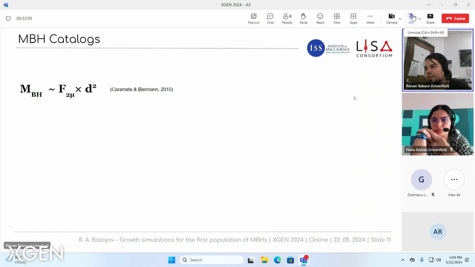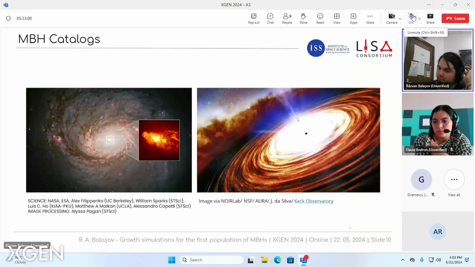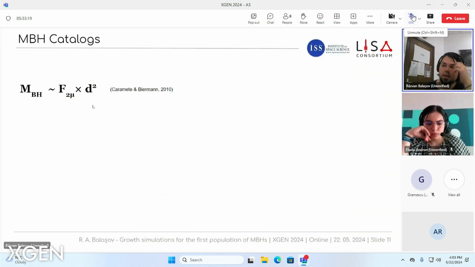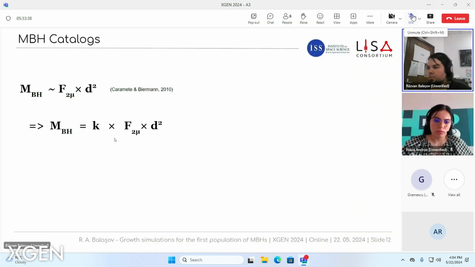How did I create that catalog? It's very simple. In the previous image, you could see a galaxy. In the center of the galaxy, there is a massive or supermassive black hole, and the mass of the black hole is directly related to what is in its vicinity. There are relations that connect the mass of the black hole with the luminosity flux. So you have here the F at 2 microns, a luminosity specific to the vicinity of the black hole, and the distance to the galaxy that has the black hole in the center. This is a proportionality, and we have to transform it into an equation.